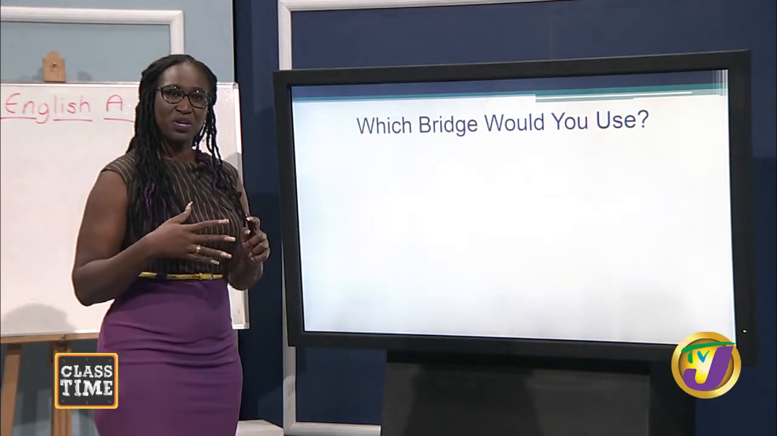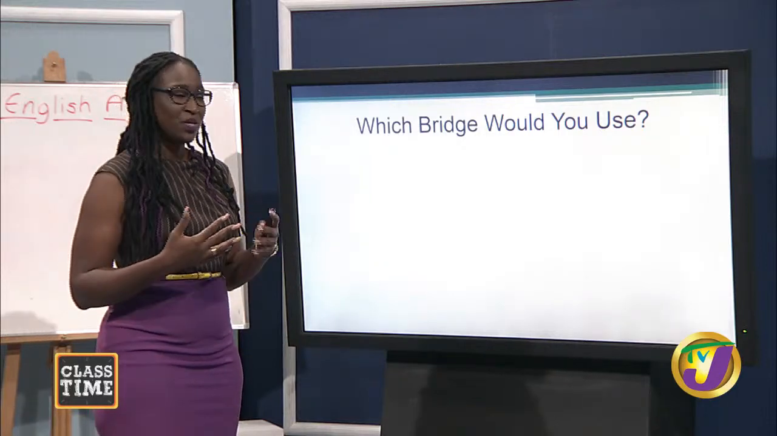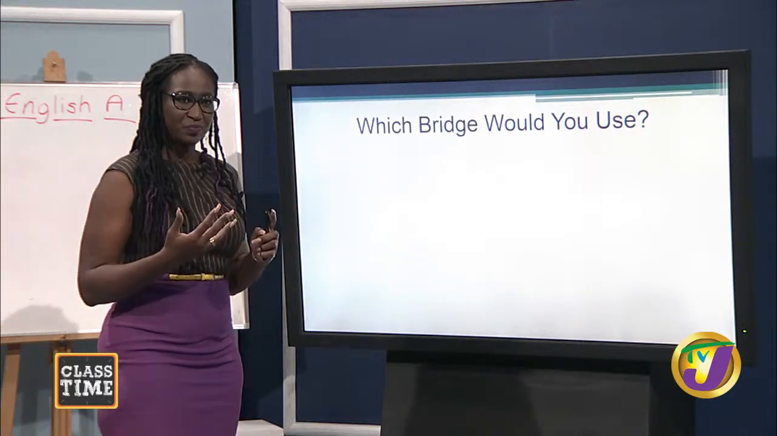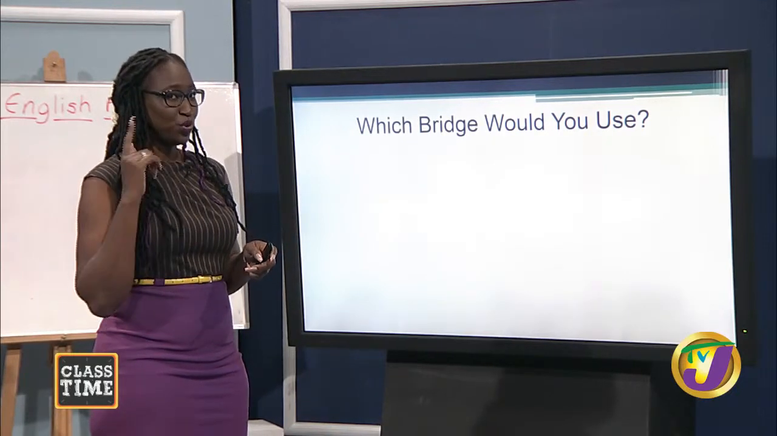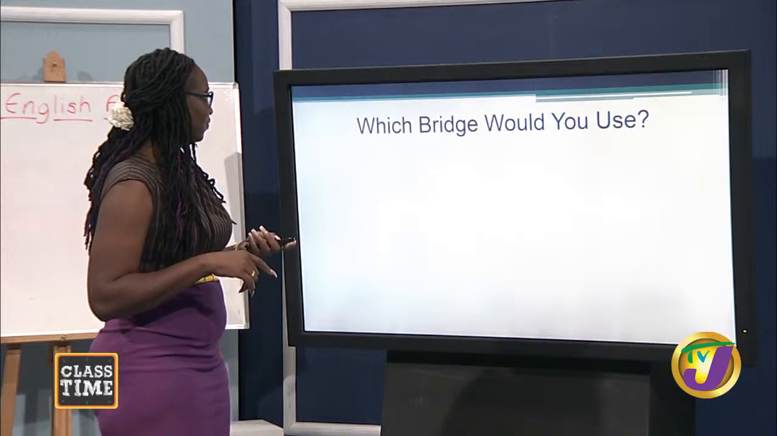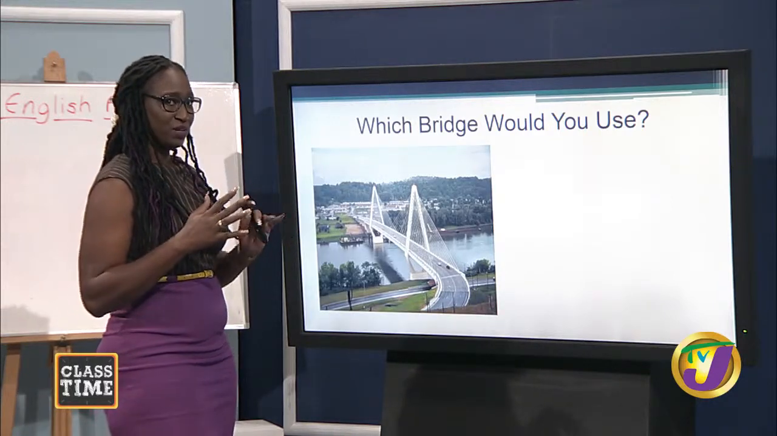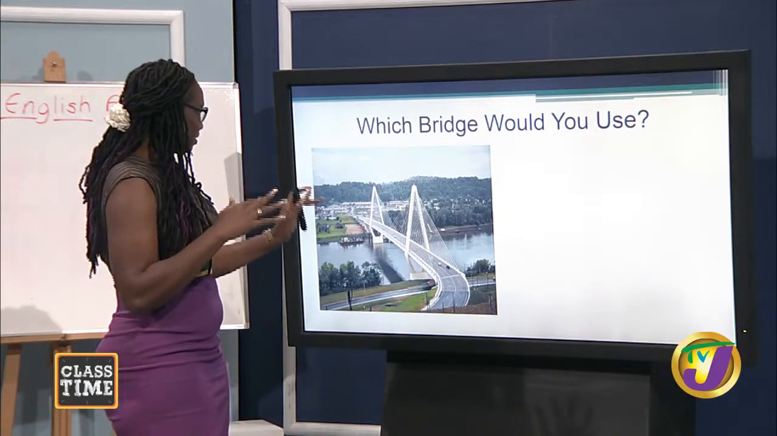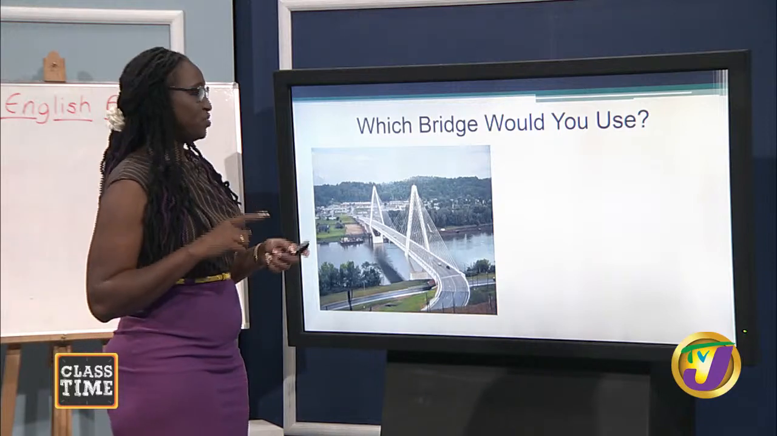Now, remember, you're thinking about transitional phrases. So they act like a bridge. So I want you to look at this picture. Two pictures actually. And you decide which bridge you would use. So let's look at the first one. So there's our first bridge. Take a good look at it, look at the features, look at the span and everything. Now, take a look at the next bridge.